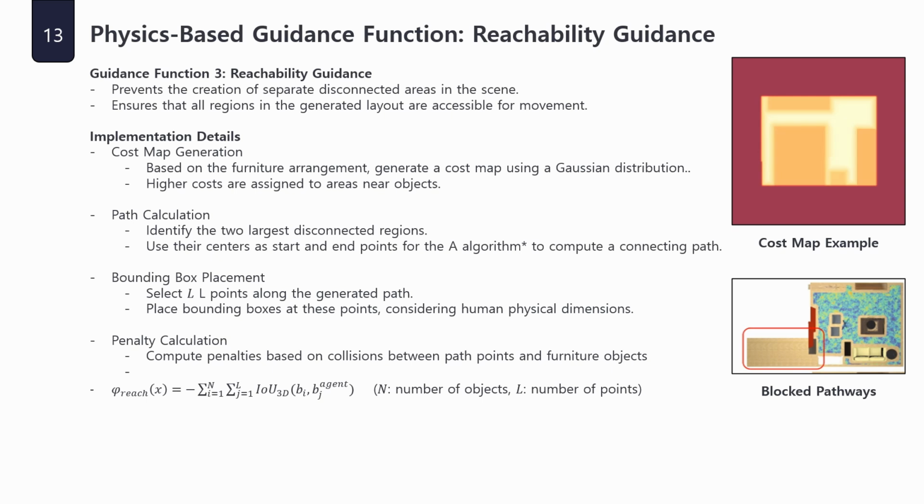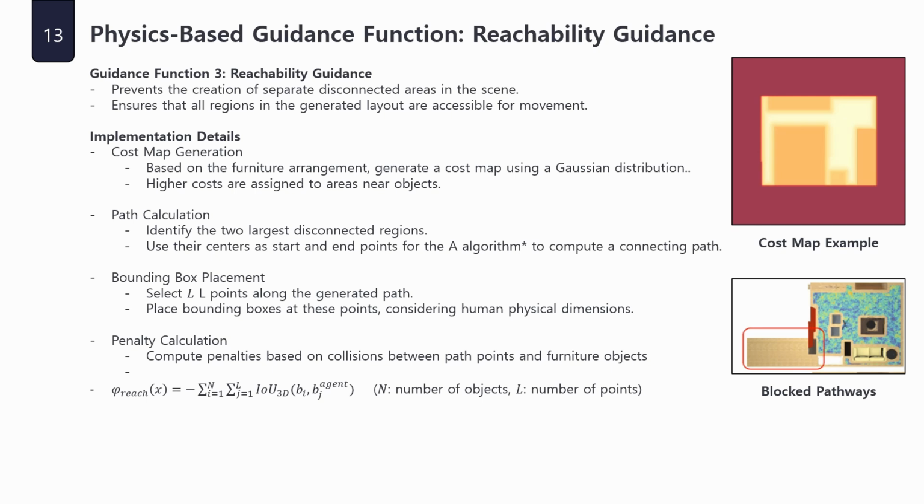Next, the two largest disconnected regions are identified, and their center points are set as the start point and end point for pathfinding using the A-star algorithm. From the generated paths, L points are selected and bounding boxes are created at each point, considering human physical dimensions.